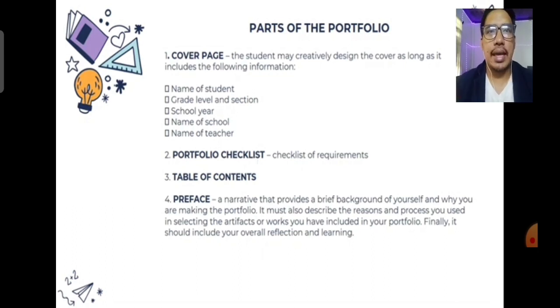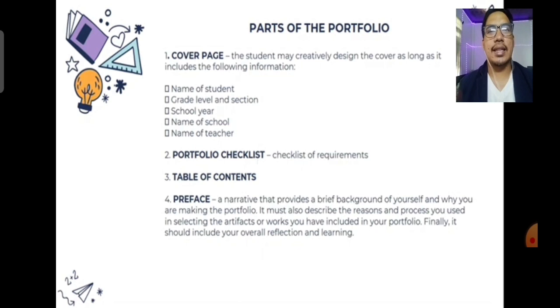Number one, there should be a cover page. Bahala na kayo sa technique, bahala na kayo sa artistic side. Basta importante, maganda siyang tingnan, and again, creative. The student may creatively design the cover as long as it includes the following information. Number one, name of the student. Number two, grade level and section, and then school year, followed by the name of school and the name of the teacher. Siyempre, maglalagay din kayo doon ng portfolio checklist.